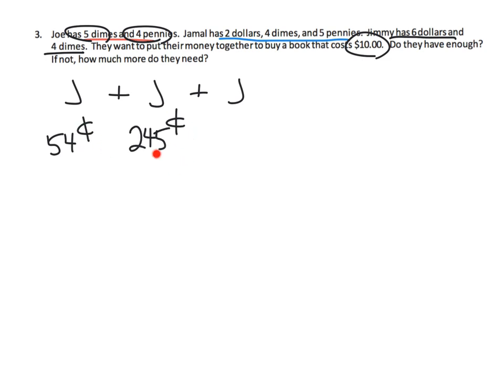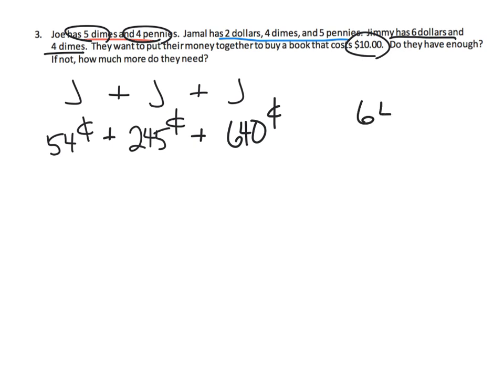Notice I'm making all my units the same this time. I'm just kind of being a little different. Now Jimmy has $6 plus 4 dimes, so that's going to be 640 cents. So I've got 3 values right here, and now we're going to add them up.